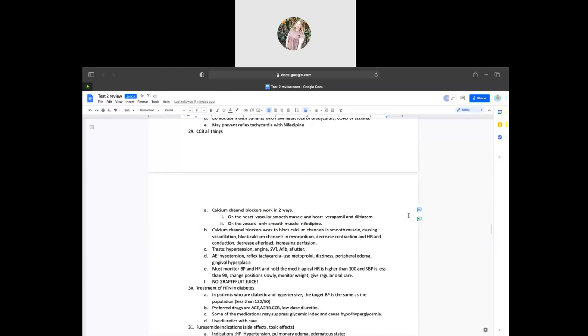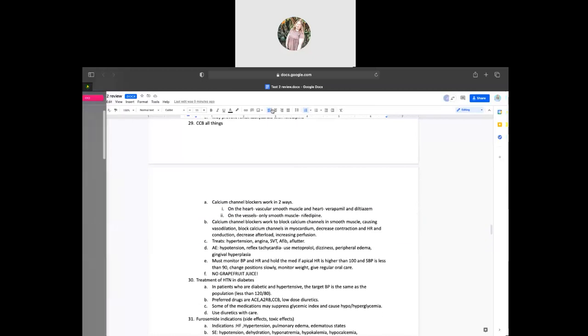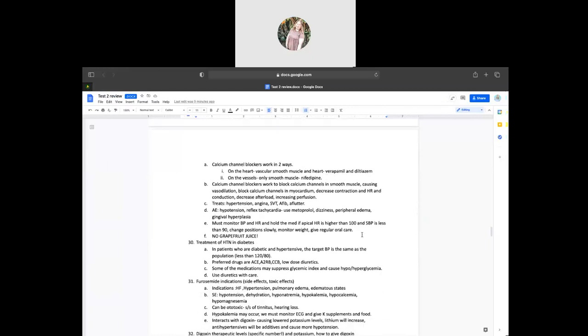Now we're going to move on to calcium channel blockers. Calcium channel blockers such as verapamil, diltiazem, and nifedipine work in two different ways. One will work on the heart and blood vessels, the vascular smooth muscle in the heart, which is your verapamil and diltiazem, or on the vessels only, which is nifedipine. They block calcium channels in smooth muscle, causing vasodilation, and block calcium channels in the myocardium, decreasing contraction, heart rate, and conduction, decreasing afterload, and increasing perfusion.